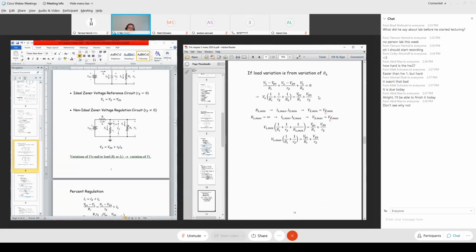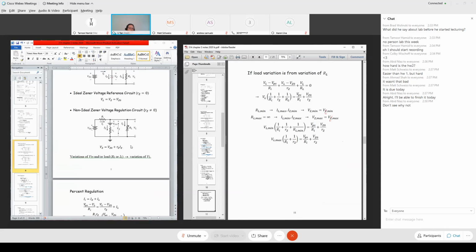The rest of the terms on the right-hand side are all constant. Suppose the input voltage is fixed, and this right-hand side is 0. So what you can see is that if the load resistance changes, the right-hand side is constant. So if RL changes, VL should change. The only thing is we need to figure out in what direction they change.